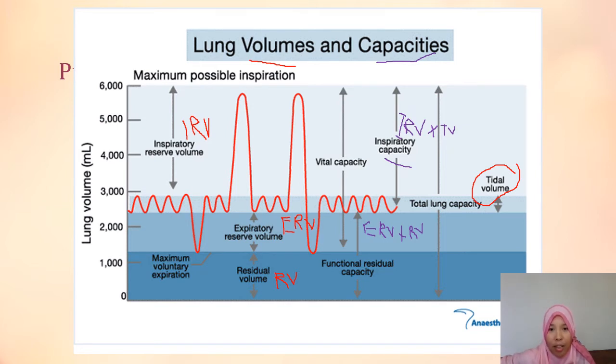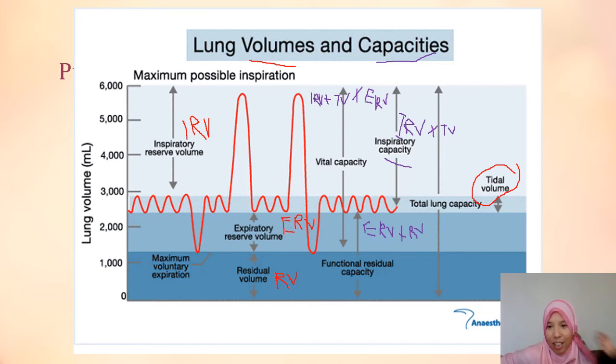And if you add on IRV, TV, and ERV, you get the vital capacity. So it's IRV plus TV plus ERV, and you get the vital capacity.